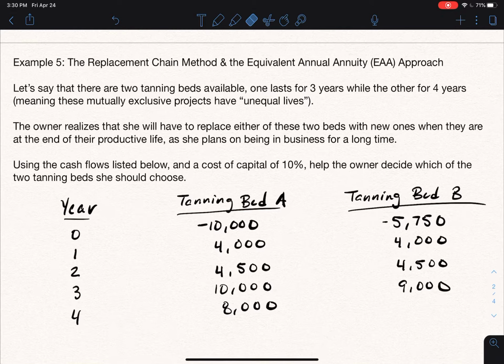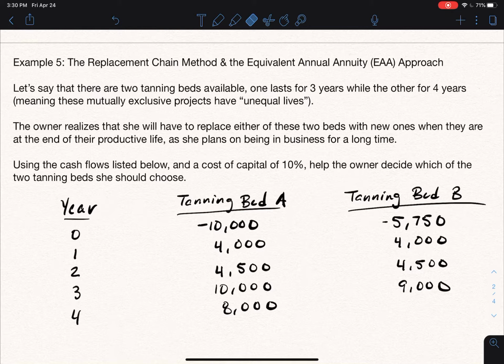And so what happens in real life is that oftentimes when managers are comparing different options, they run into situations where the life of an investment is longer or shorter than the life of another investment. Okay?